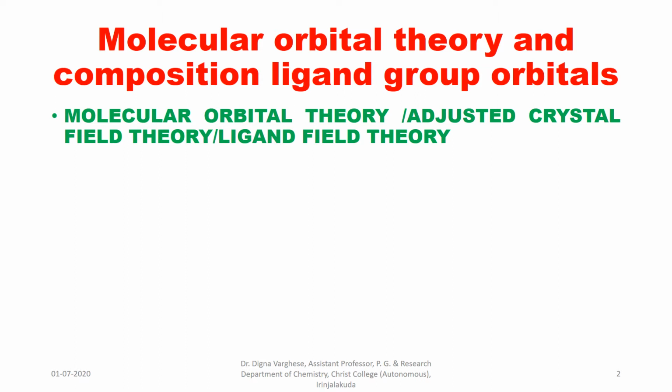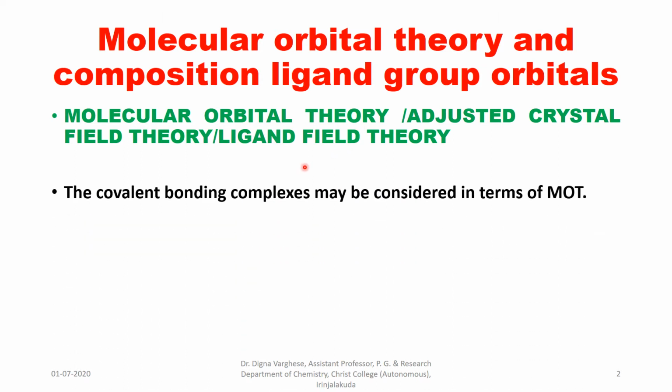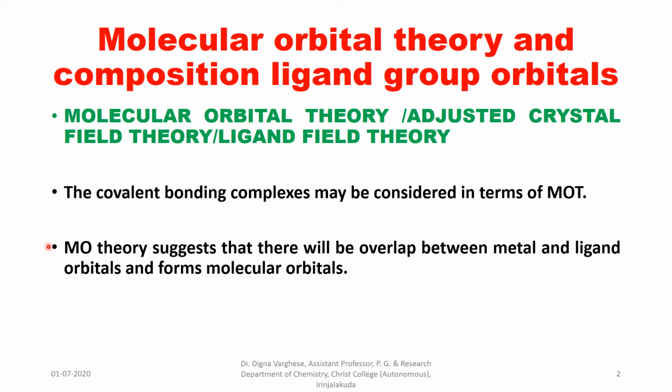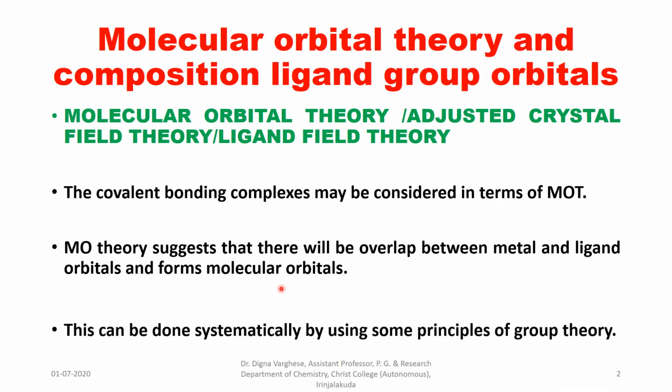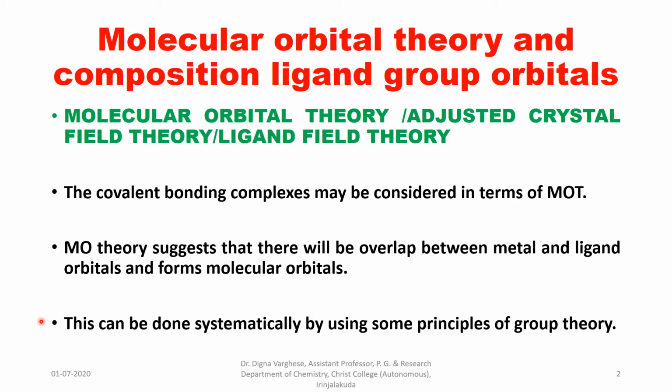Molecular orbital theory, which is also known as adjusted crystal field theory or ligand field theory. The covalent bonding in complexes may be considered in terms of molecular orbital theory. Molecular orbital theory suggests that there will be overlap between metal and ligand orbitals, which forms molecular orbitals. This can be done systematically by using some principles of group theory.